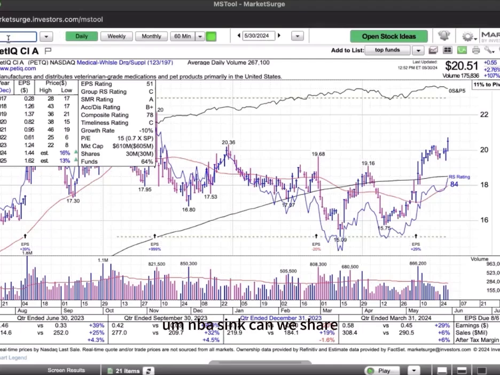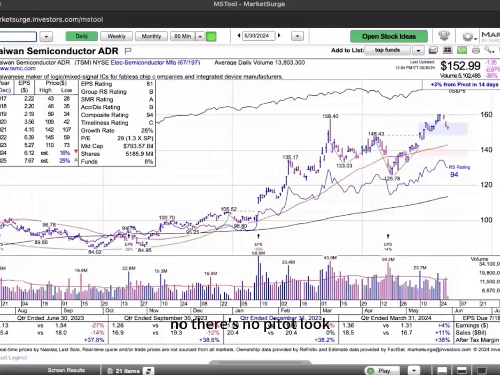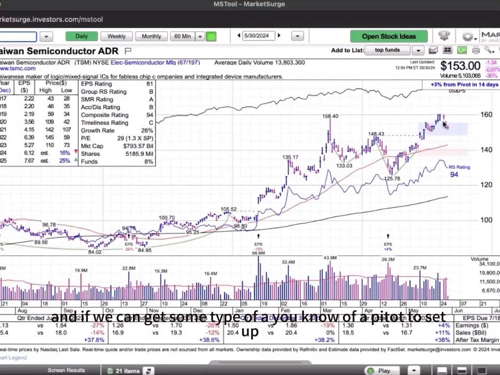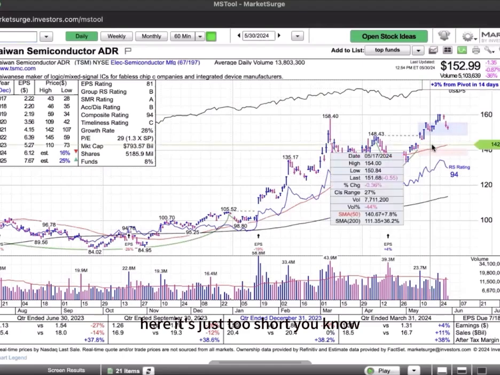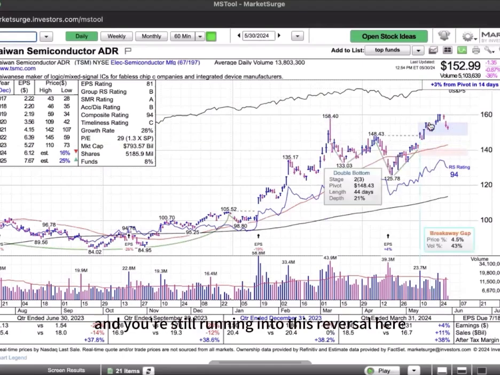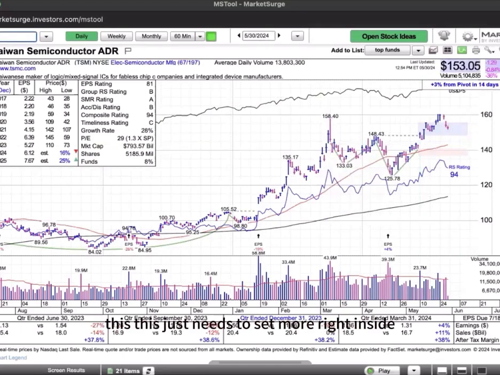MBA is asking, can we share why Taiwan Semi isn't making focus? No, there's no pivot. Look, it's been strong, and if we can get some type of a pivot to set up here, it's just too short. And you're still running into this reversal here. This just needs to set more right-hand side.